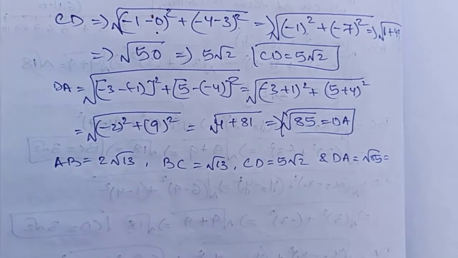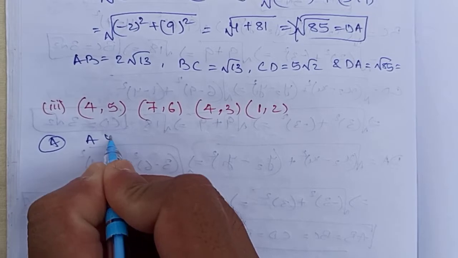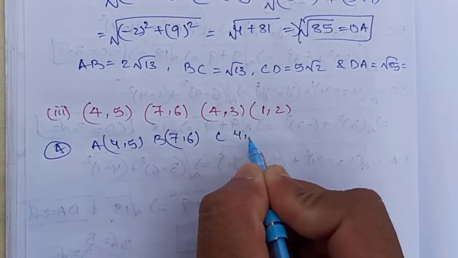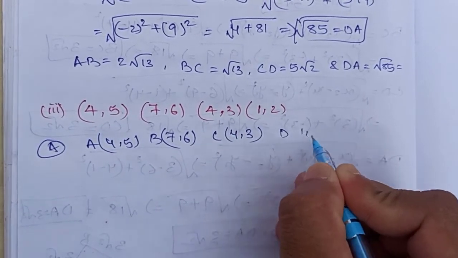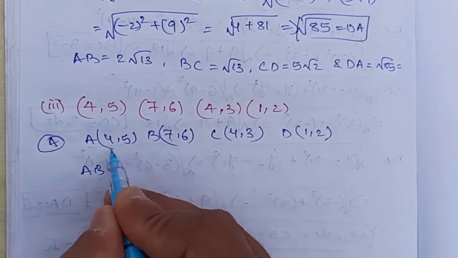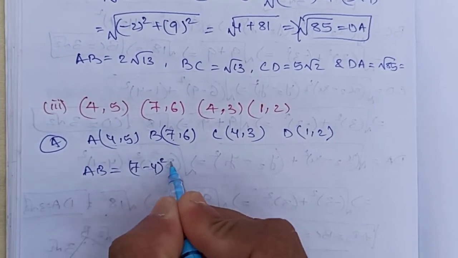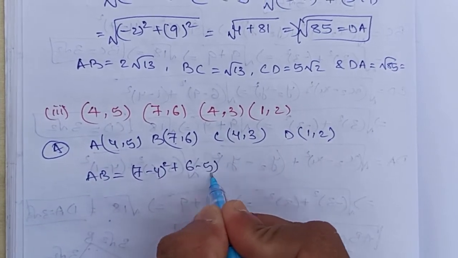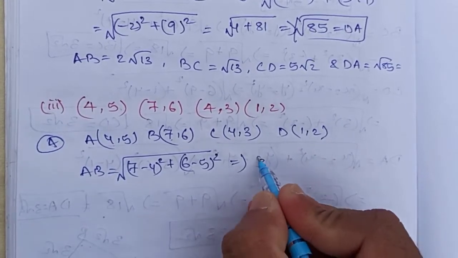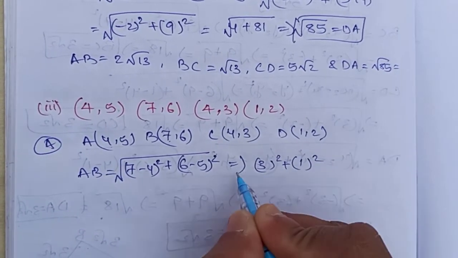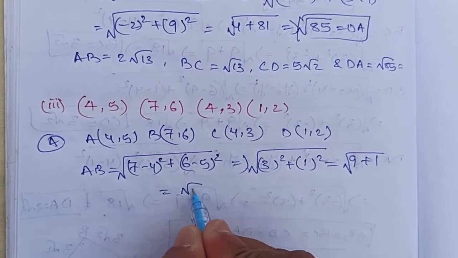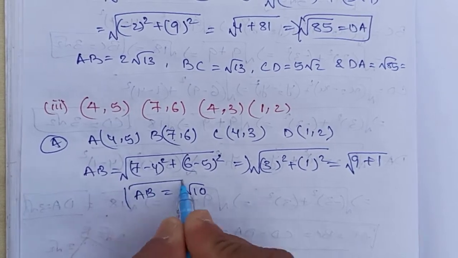Okay, next question. So I will name it as A 4,5, B 7,6, C 4,3 and D 1,2. Okay, we will find out the distance between AB first. So x2 minus x1 is 7 minus 4 whole square plus 6 minus 5 whole square. Okay, use the distance formula here. 7 minus 4 is 3 square, 6 minus 5 is 1 square, 3 square is 9 plus 1 is 10. So root 10 we got the value of AB.